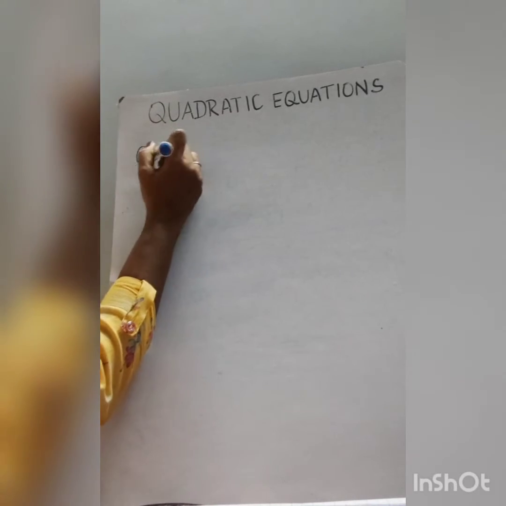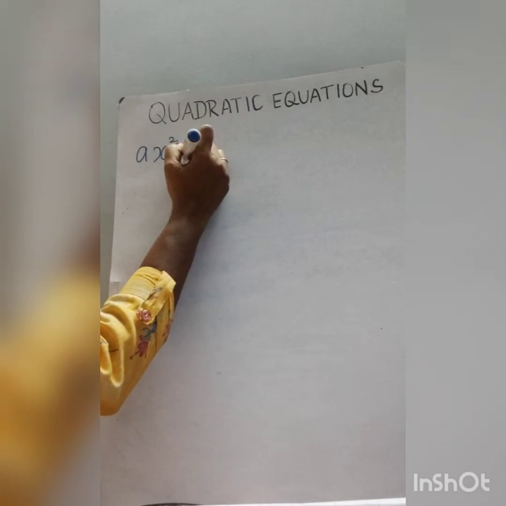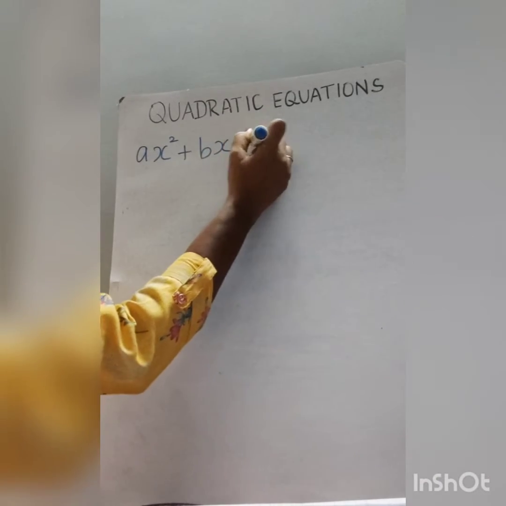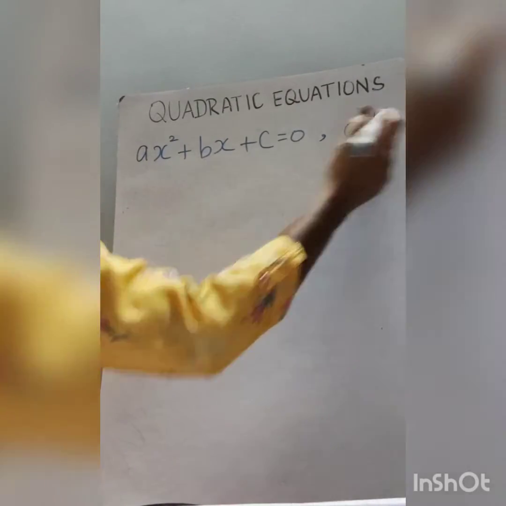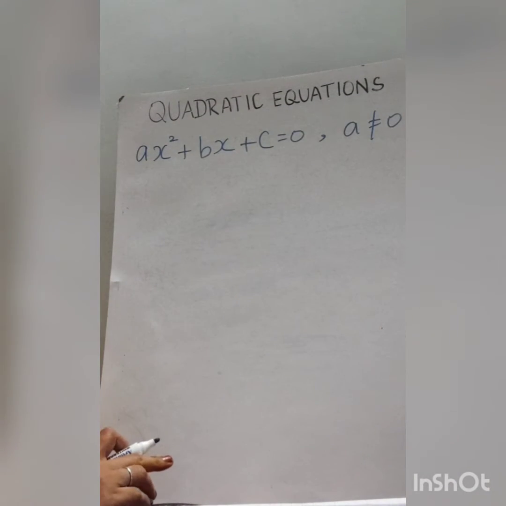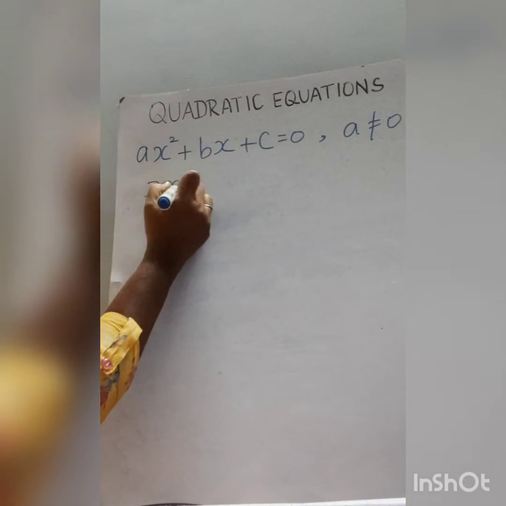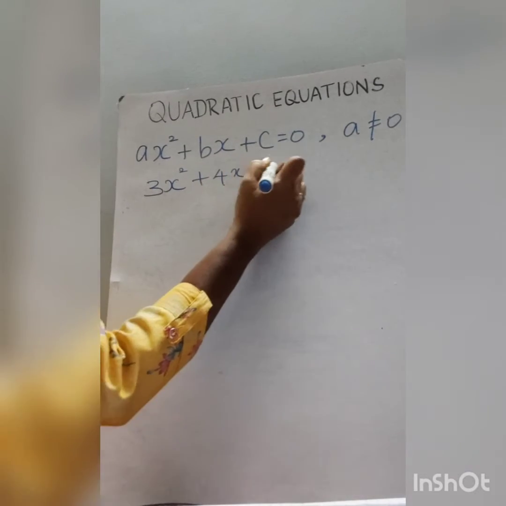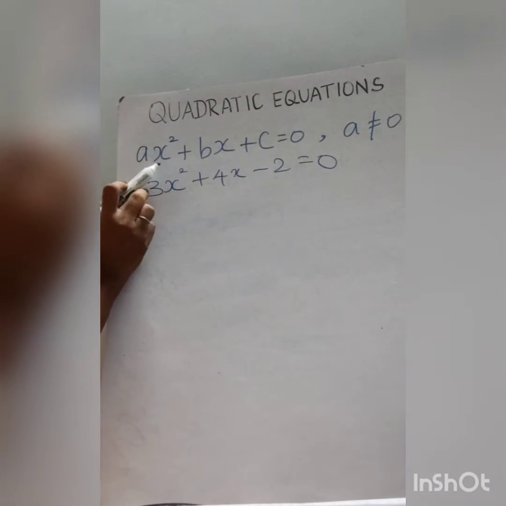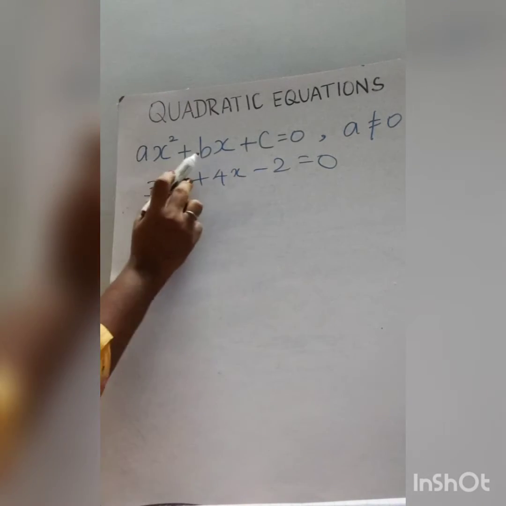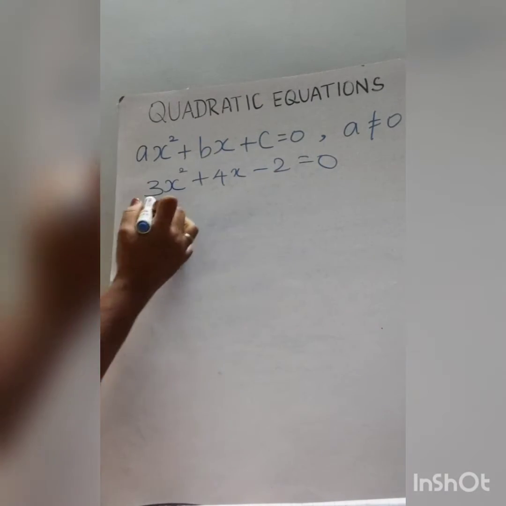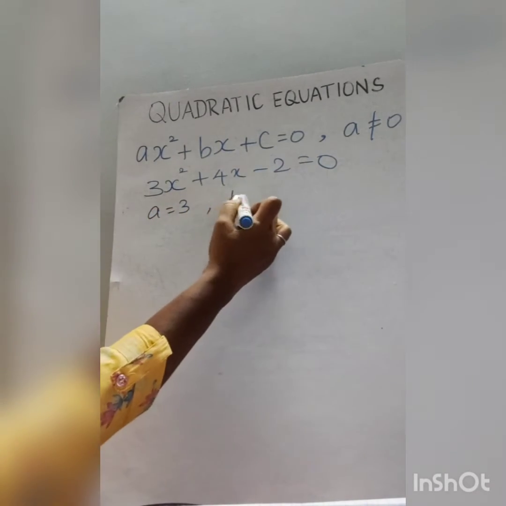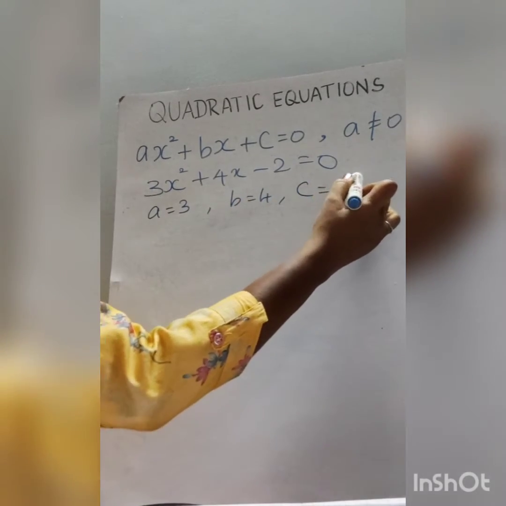The equation which is of the form ax square plus bx plus c equal to 0 with a not equal to 0 is called standard form of quadratic equation. Let me give an example. 3x square plus 4x minus 2 is 0. Here x is an unknown variable. A, B, C are known numbers. So in this equation my A value is 3 and B value is 4 and C is minus 2.